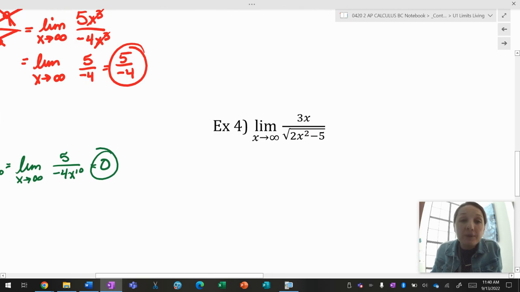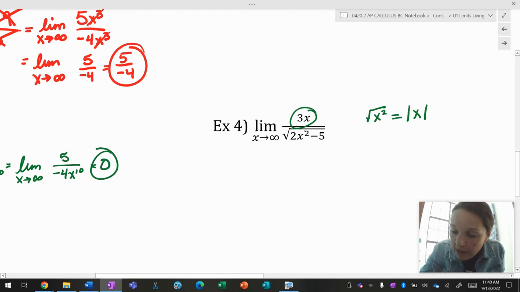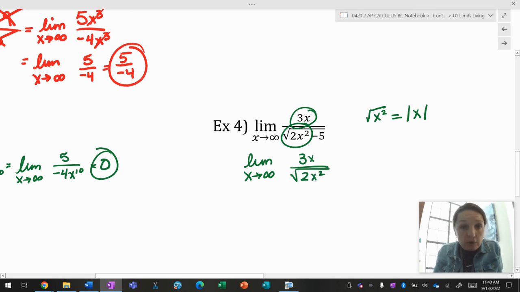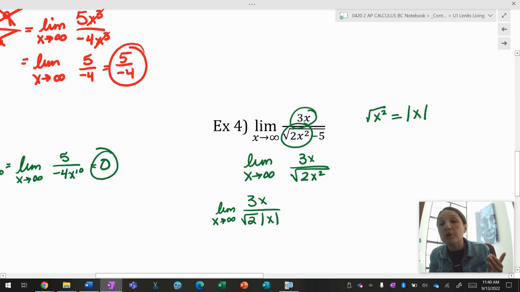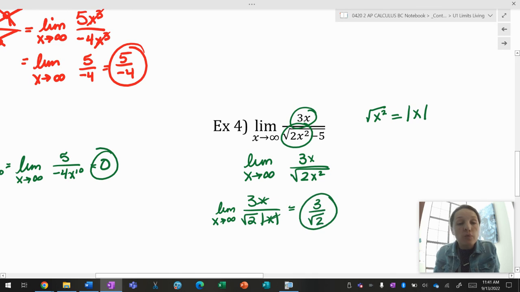And then if you have a square root, fun fact, the square root of x squared is identical to the absolute value of x. So when I keep only the highest terms of this one, I have the limit as x approaches infinity of 3x over the square root of 2x squared, which is the same as 3x over radical 2 times the absolute value of x. And since x is approaching positive infinity, this x and that x are the same thing, so they divide to 1, and I'm just left with 3 over radical 2.